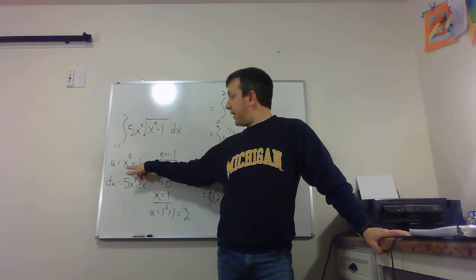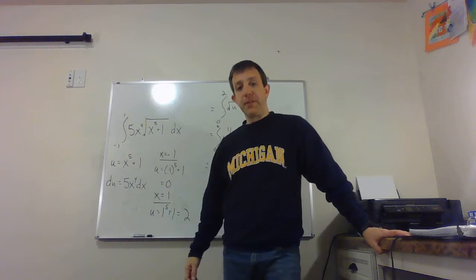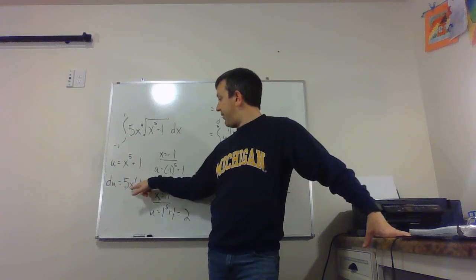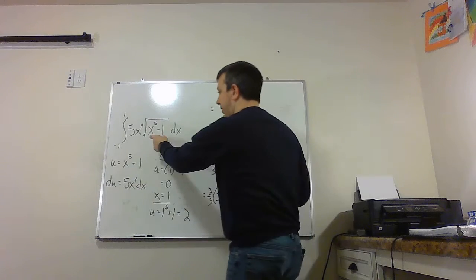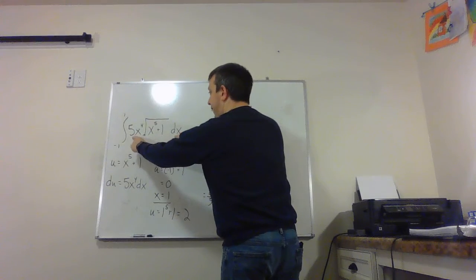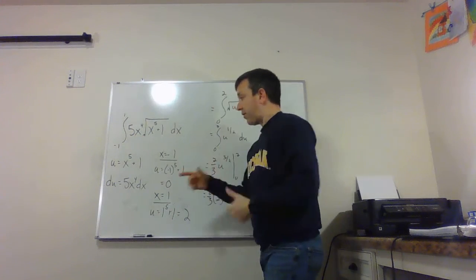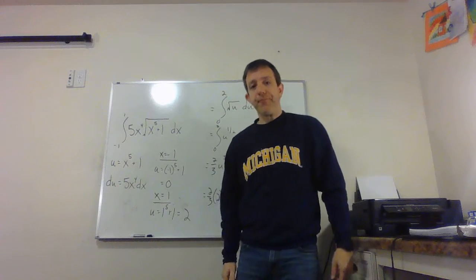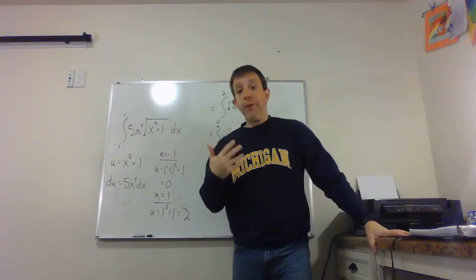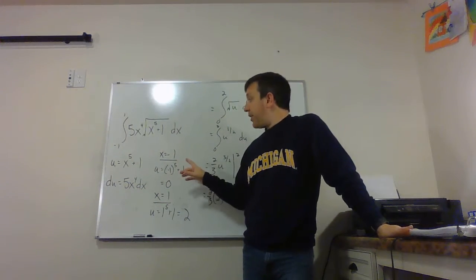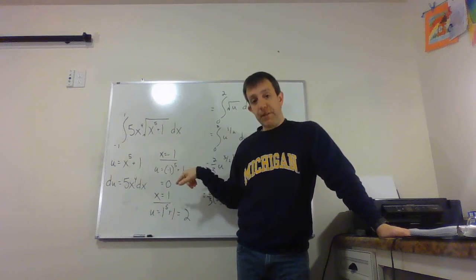And sure enough, if we set it up with u being x to the 5th plus 1, du then is 5x to the 4th dx, which is going to work out really nice, right? We're going to get a u under the square root here, and the 5x to the 4th dx is all going to turn into my du. Now, before I go on and rewrite it, which you can see I did here, I want to take a second and change the limits of integration.